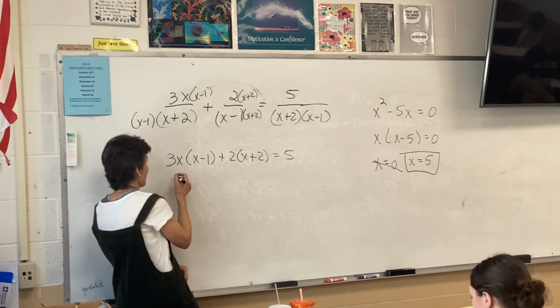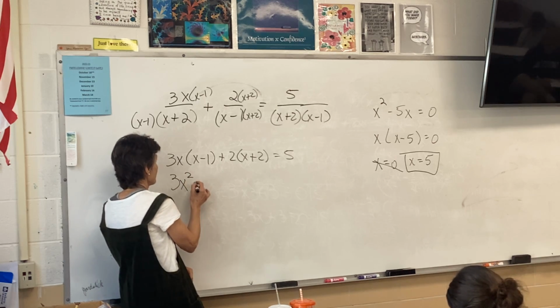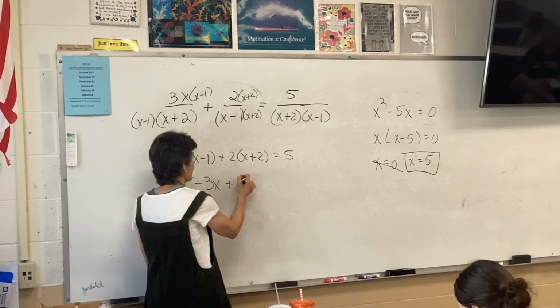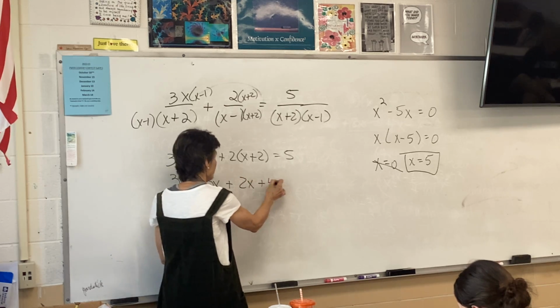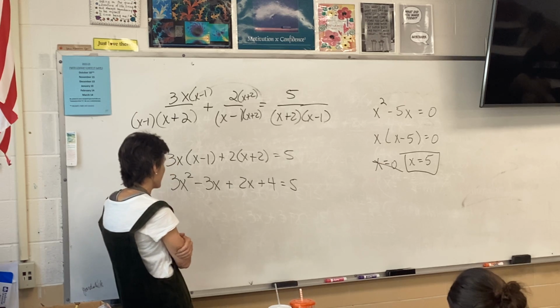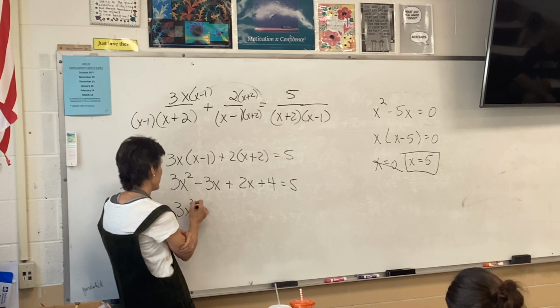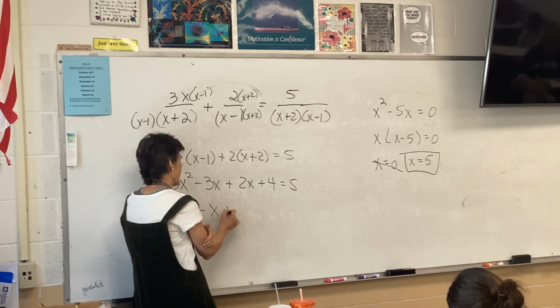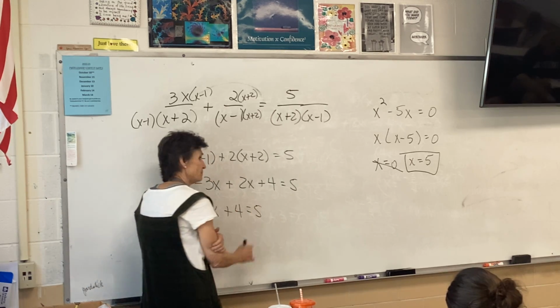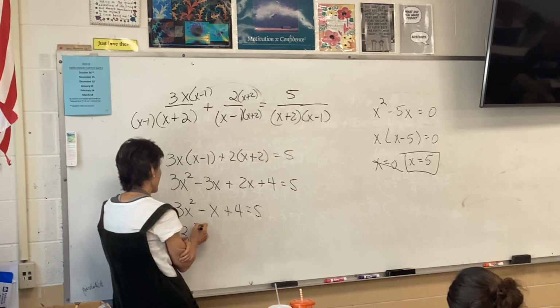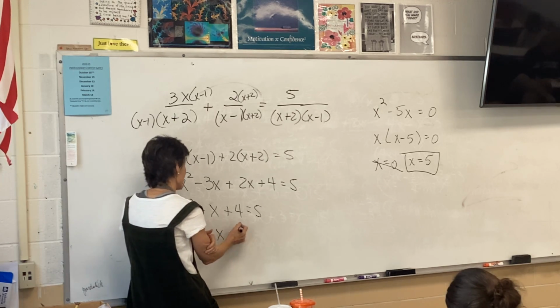Distributed it out, so you had 3x squared minus 3x plus 2x plus 4 equals 5. So 3x squared minus x plus 4 equals 5. And then we subtract the 5 over. So 3x squared minus x minus 1 equals 0.